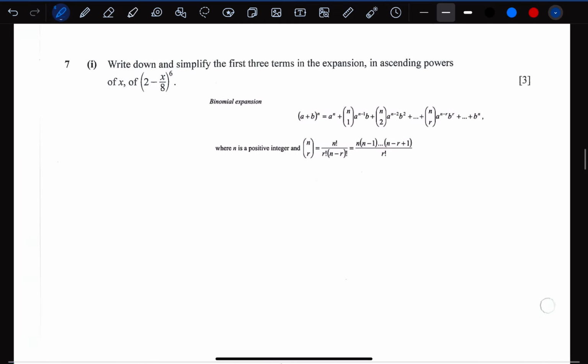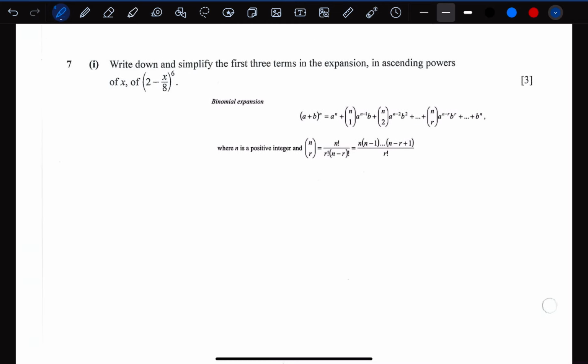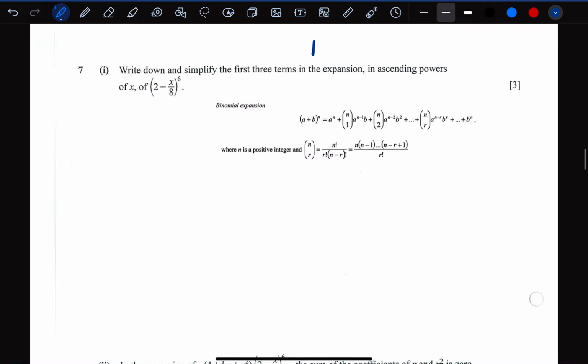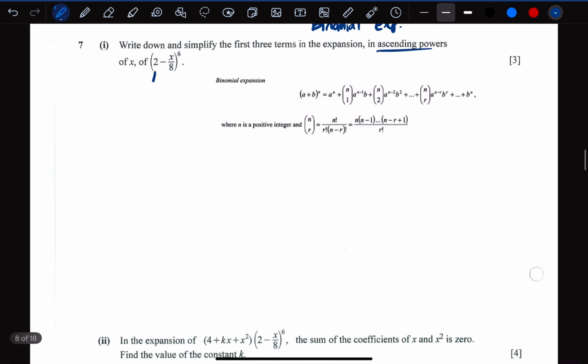Okay, so this is the 2019 Paper 1 Question 7 on your binomial expansion, right? They tell you to write down and simplify the first three terms in the expansion in ascending powers. So we know our a here is 2, and my b here is negative x over 8. Okay, so all you need to do is just apply the formula.